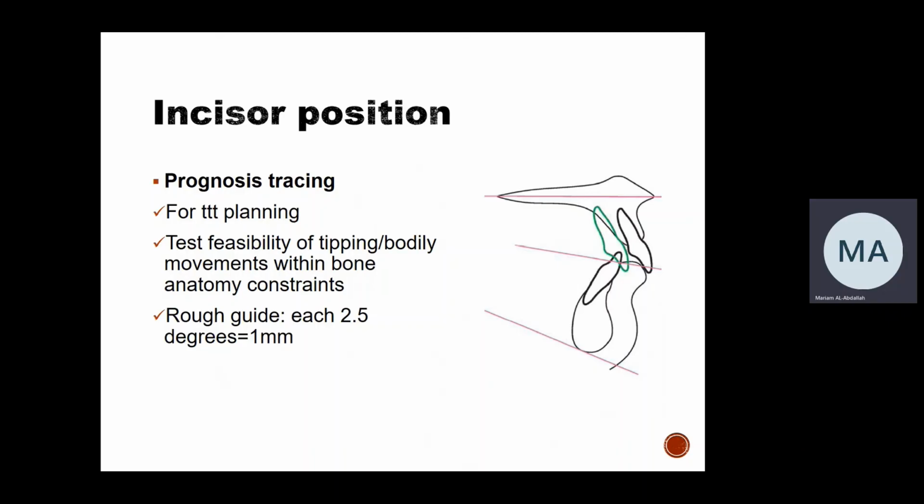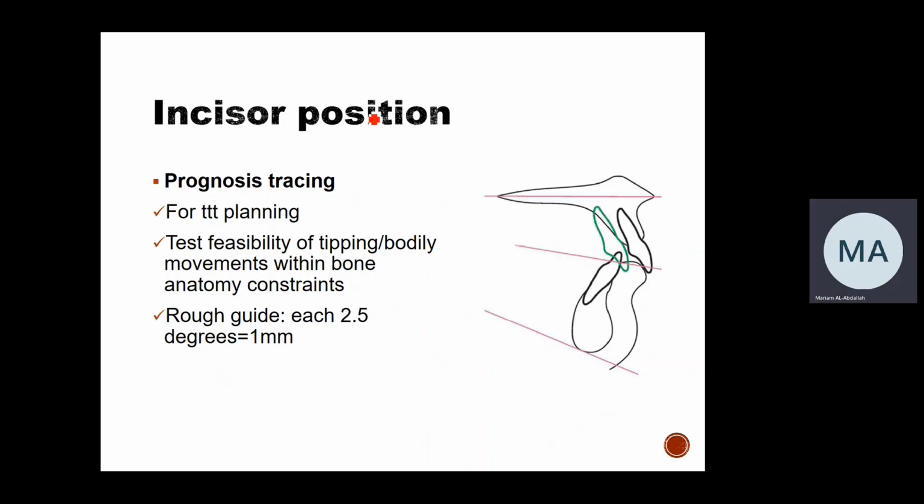Prognosis tracing means to mimic the planned tooth movement on a tracing paper. So for example, here, I have a huge overjet. I'm planning to reduce the overjet by bodily movement of the incisors backward. So I mimic this movement on the tracing paper. And as you can see, this is not possible. This movement is not possible because the whole tooth will move outside the boundaries of the bone. So I need to come up with another plan.